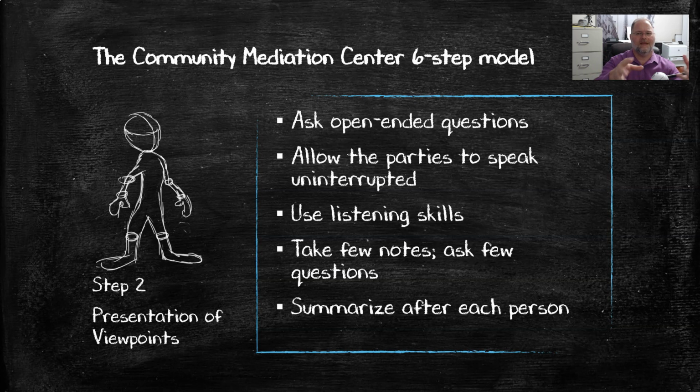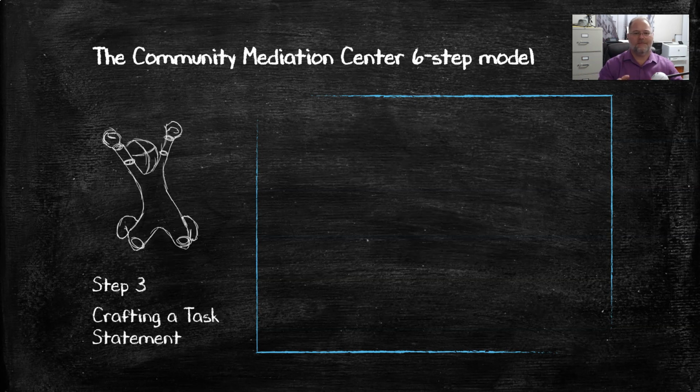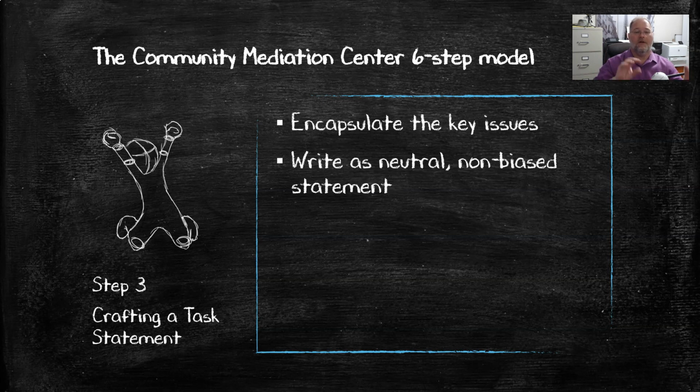You're going to say, okay, so let me get this straight. This is what you're looking for, A, B, C, D. We got it good? Cool. Next, and you go on to the next person. All right. So once you've heard both people, as the mediators, you are going to come up with a task statement. You're going to try to encapsulate the key issues to figure out exactly what it is that they're looking for. Then you're going to write a neutral, non-biased statement.